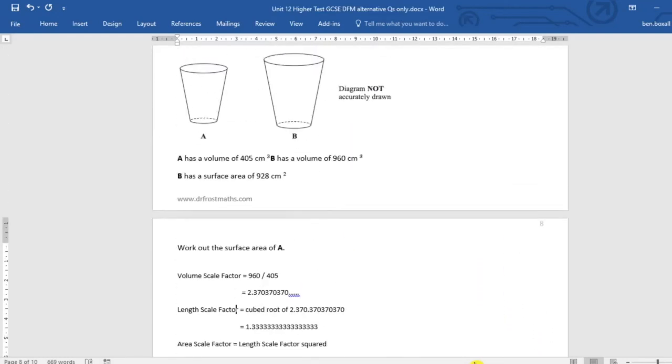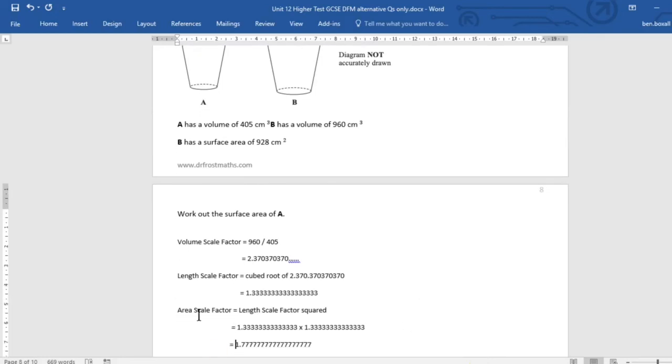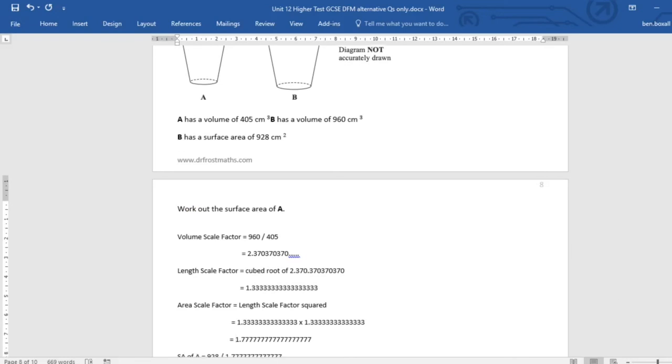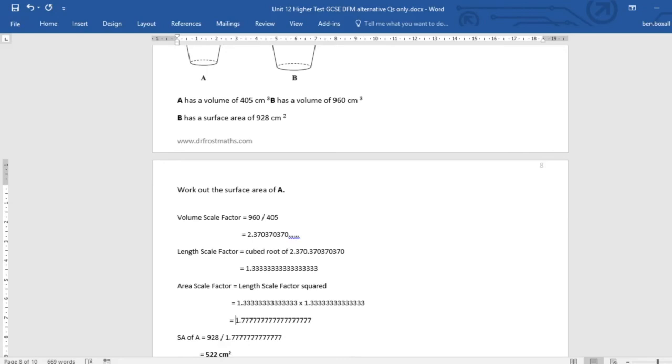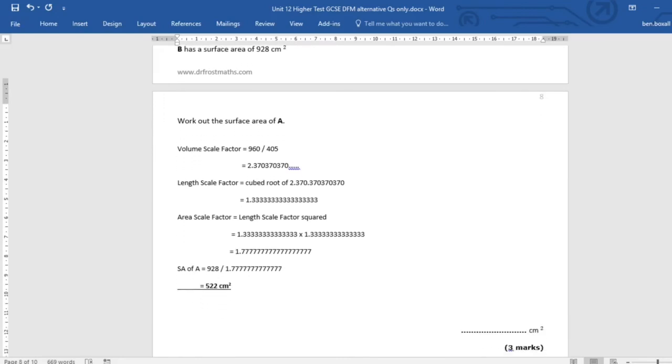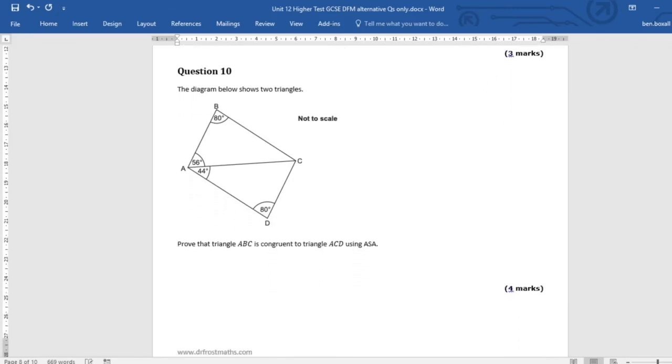Sorry, I'll let you see what I've done. There's the question and my first bit of working. This question is centered around the fact that you've had to go from a volume scale factor back down to a length scale factor, and then back up to an area scale factor. And they love those questions. They're really common in GCSE exams, higher tier. So you need to be able to do this.